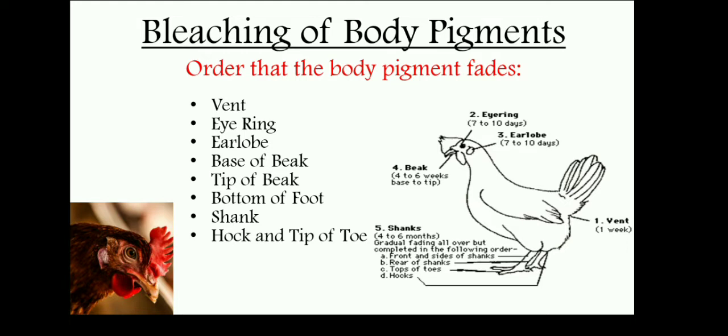So, in 1 week, eye-ring is 7 to 10 days. Earlobe, 7 to 10 days. Beak, 4 to 6 weeks, base to tip. And the fifth is shanks, 4 to 6 months, gradual bleaching all over but completed in the following order: front and sides of shanks, rear of shanks, tops of toes and hock. About 4 to 6 months for it to bleach.